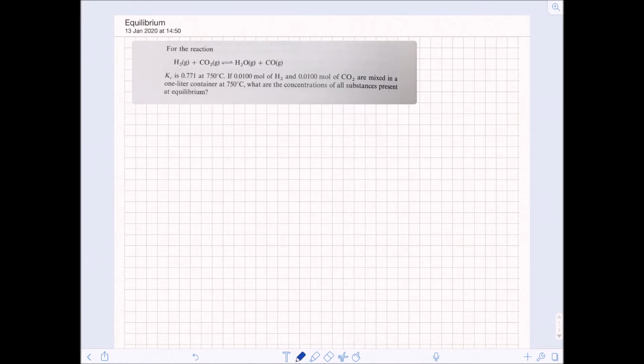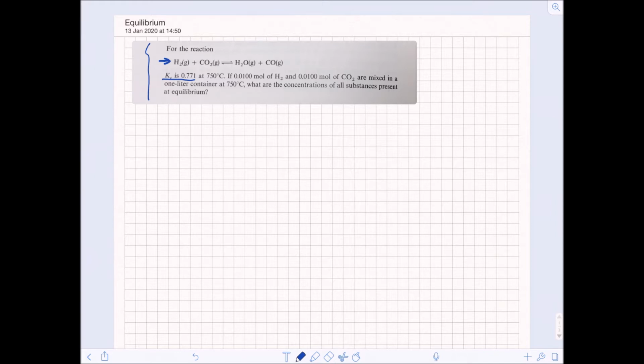In this video we'll look at how we can calculate equilibrium concentration for a certain reaction if the equilibrium constant is given. You see the problem that we're going to work with up here, and the reaction that we'll work with is this one, and the equilibrium constant is 0.771. The equilibrium constant, as always, is given for a certain temperature.